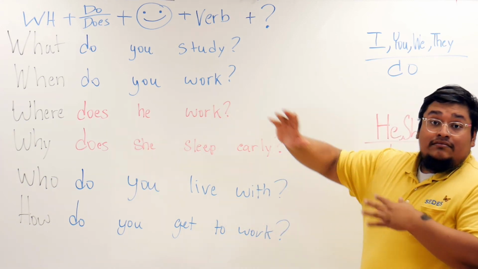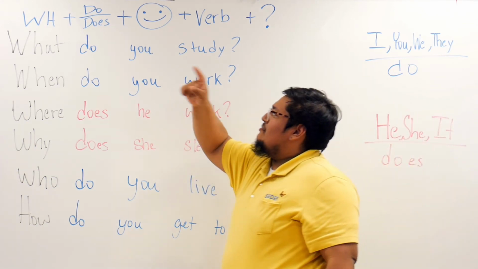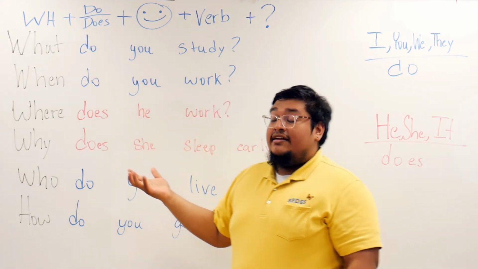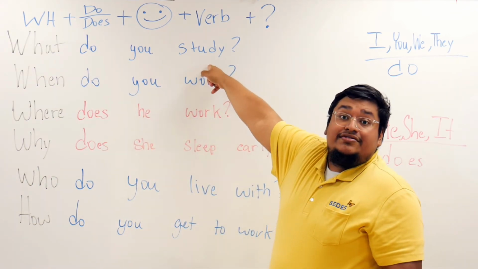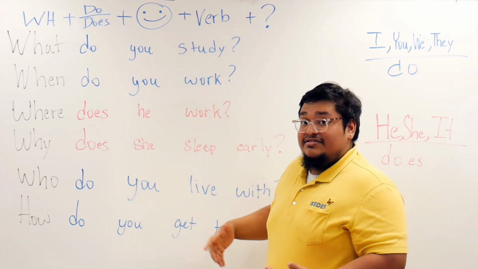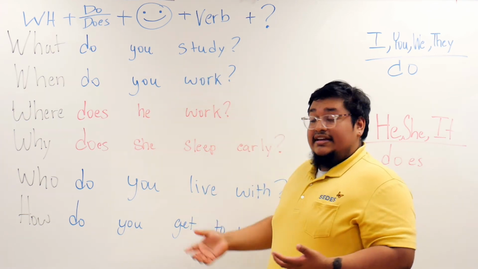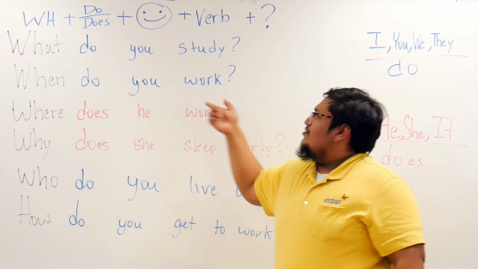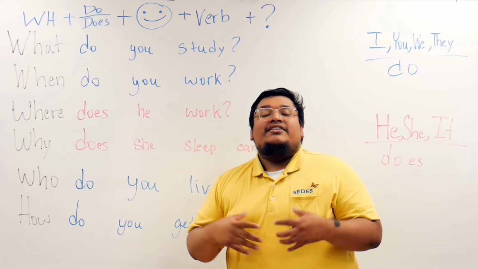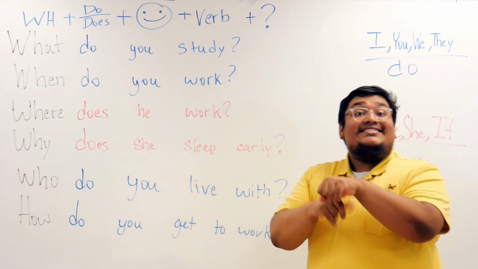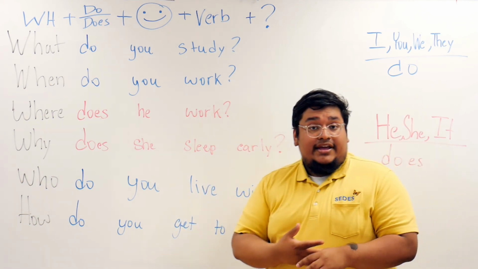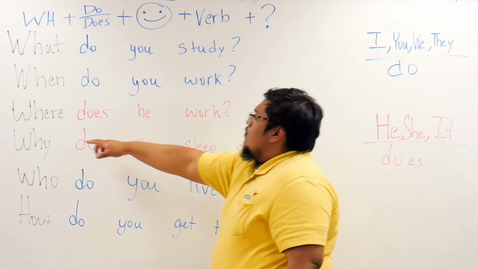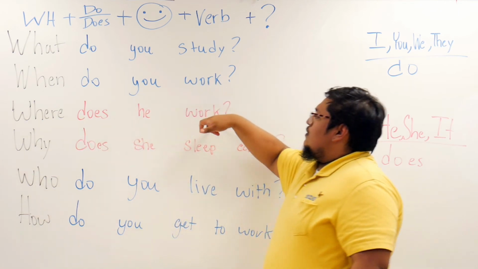Alrighty, so let's have a quick recap. So remember, what do you study? What is asking for a specific thing. I study English. So my answer is English. Now, let's look at the second word. When do you work? When is asking for a specific time. It could be an hour. It could be a day. So when do you work? I work on Monday.